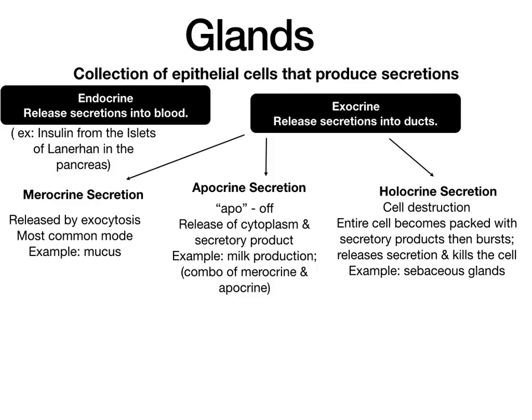So we have our glands because they are part of our epithelial tissue as well. The collection of the epithelial cells that produce secretions. We have our endocrine and we have our exocrine. So our endocrine, they release secretions into our blood. This is an example of the insulin from the islets of Langerhans, which is found in the pancreas.